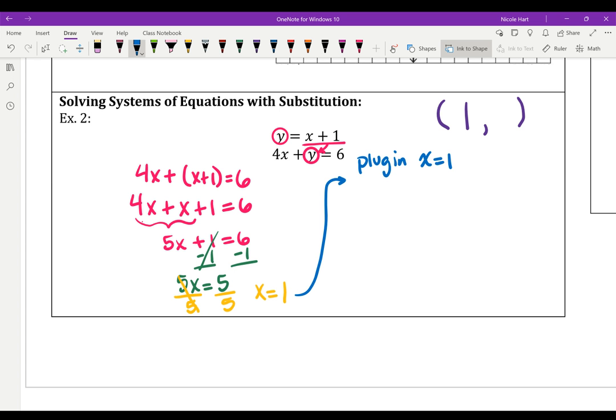Do I have a lot of multiplication or distribution happening? And so the first equation looks nice and easy. It says y equals x plus 1. So where I see x, I'm going to replace it with 1. So we have y equals 1 plus 1. 1 plus 1 is 2. So my y value is 2.